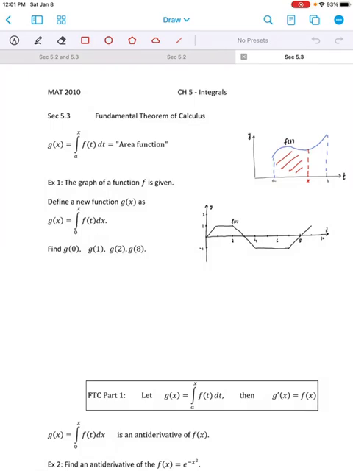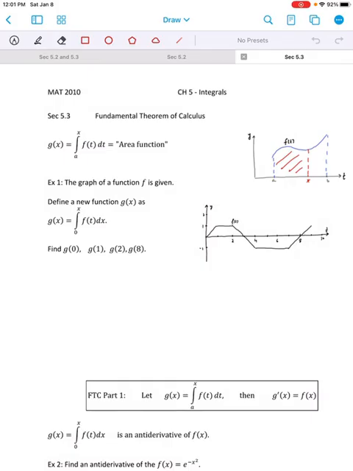In the last video, we looked at section 5.2, which described the definite integral, and there we learned that the definite integral gives us the area under the curve, or the area between the x-axis and the function. So in this section, the fundamental theorem of calculus, section 5.3, we are going to look at a special kind of definite integral in which the upper limit is a variable.